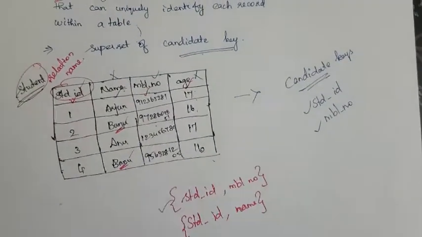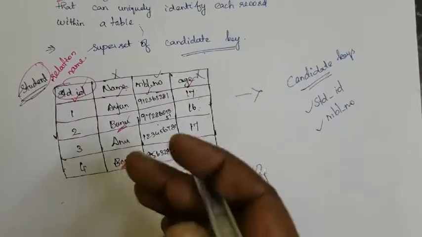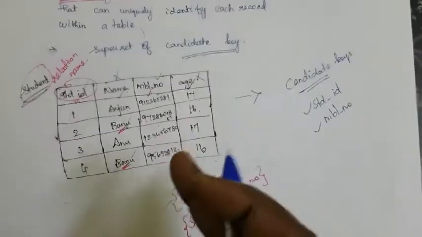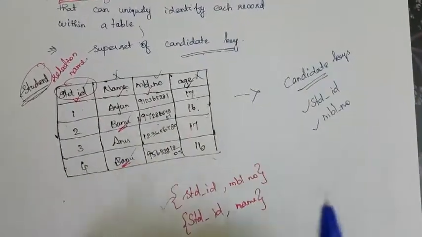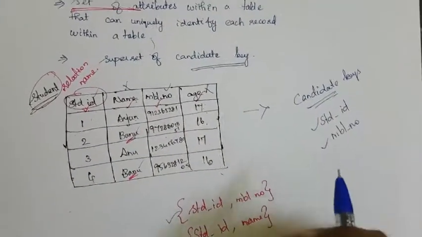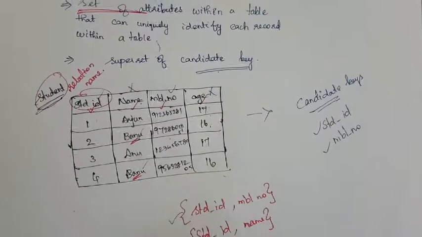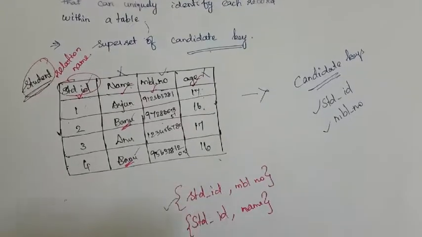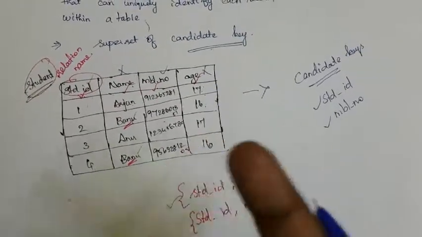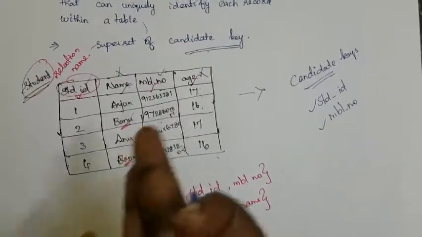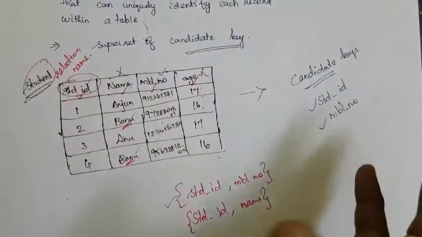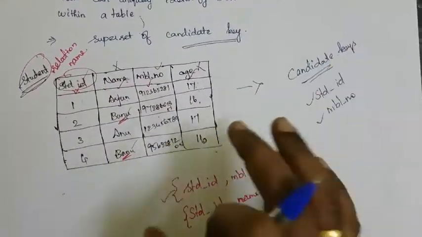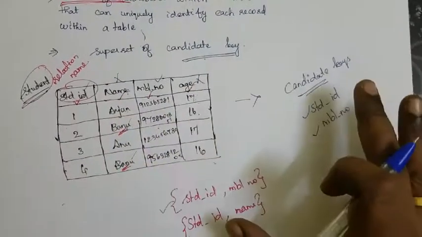And the next one is those attributes which appear in some candidate key are called prime attributes. Some keys will be called prime attributes, which means it will be a very necessary and very important one. That is called prime attributes, which we will be discussing in detail in primary key. Okay, so that's all about candidate key.